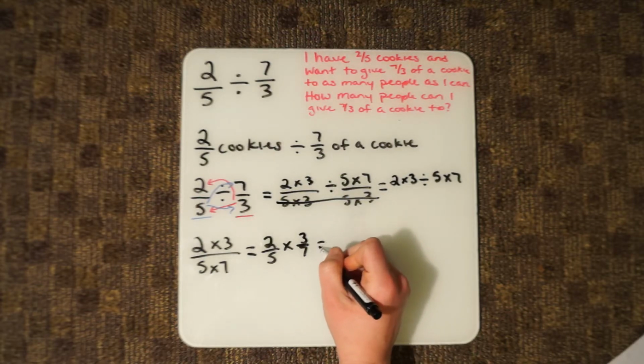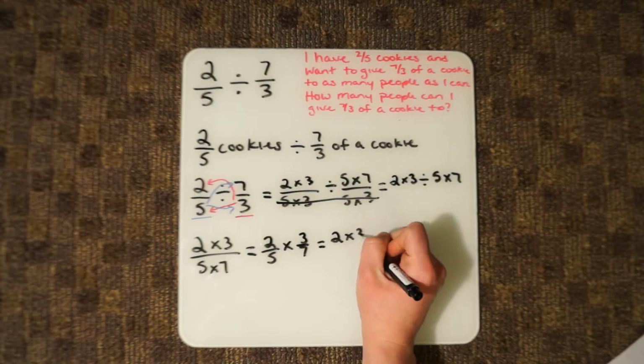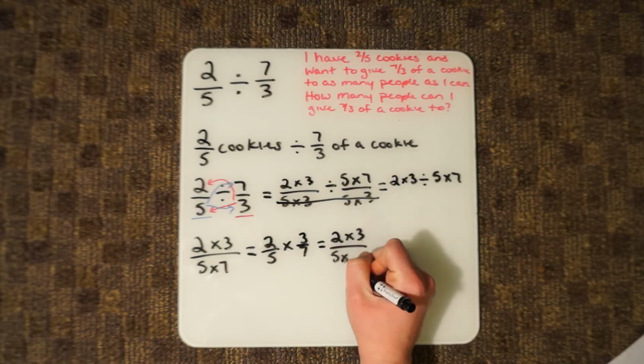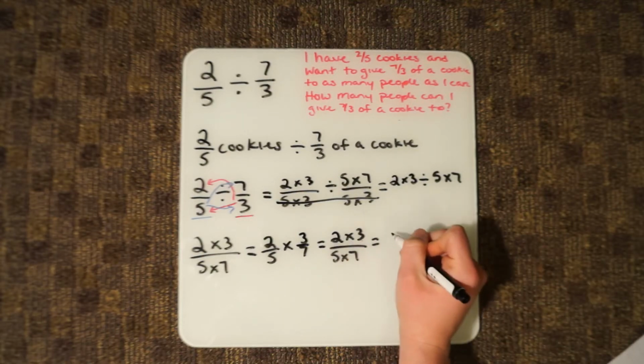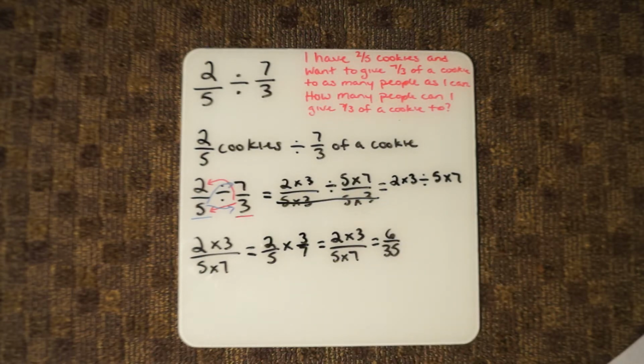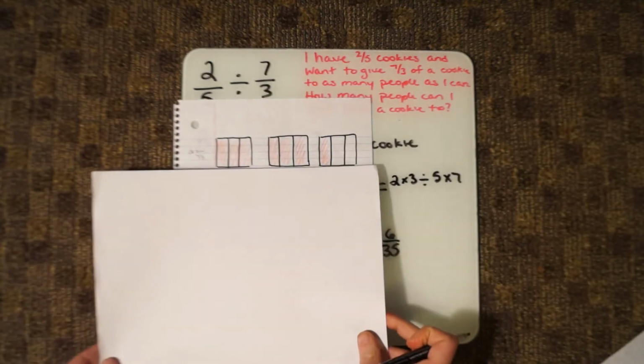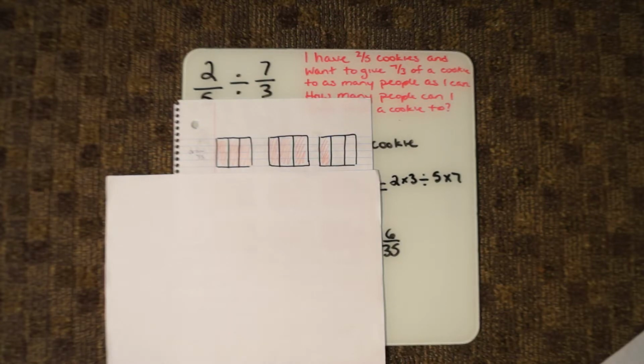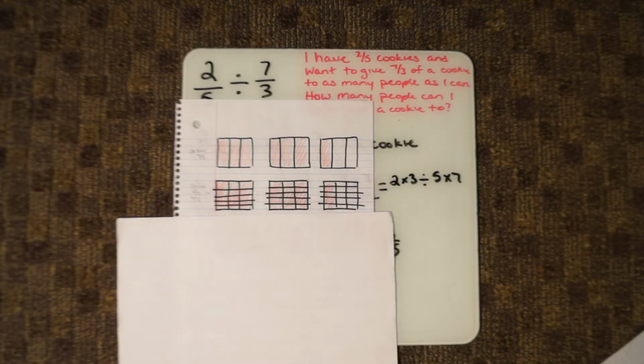So if we do this, that'd be 2 times 3 on top and 5 times 7 on the bottom. This equals 6 over 35. We can also show this with a picture. So on top, we drew out 7/3, and we shaded in 7 of those. Our next step is to draw in the 2/5 part of it. So we'll have to split each of these thirds into 5 parts.